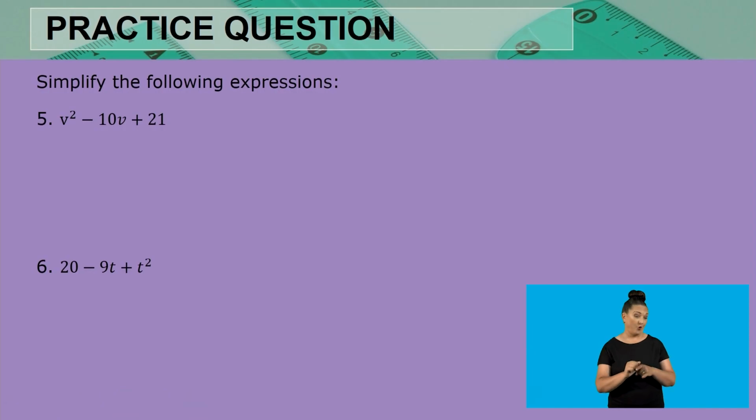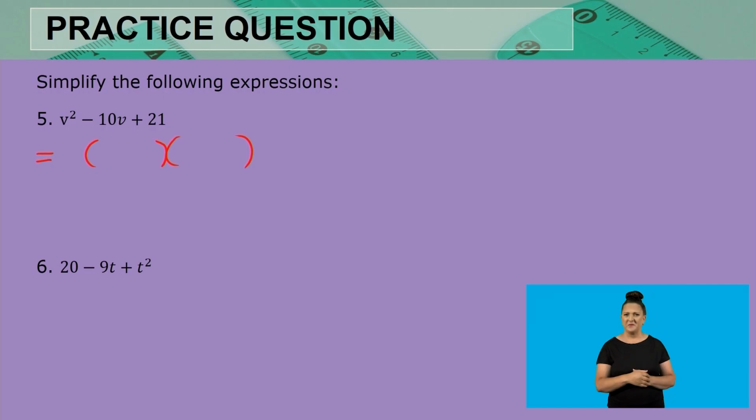Let's look at some more practice questions. We still have a trinomial of which we are going to factorize there. So how are we going to factorize there? Two brackets, and this time we have v squared minus 10v plus 21.